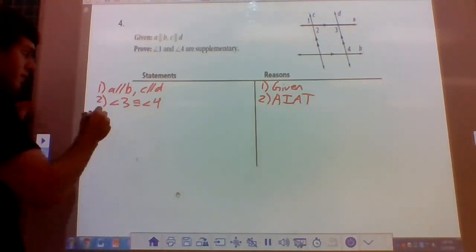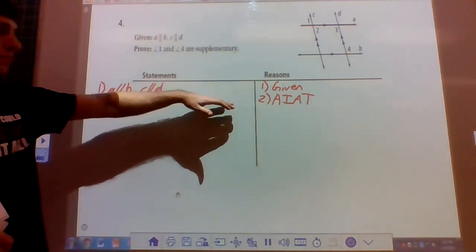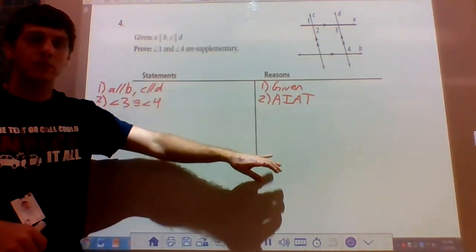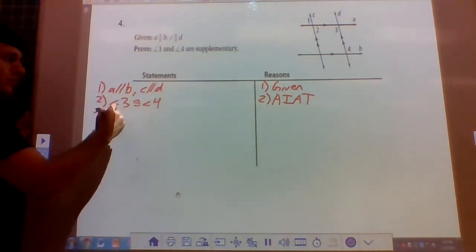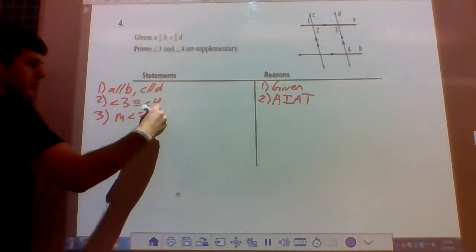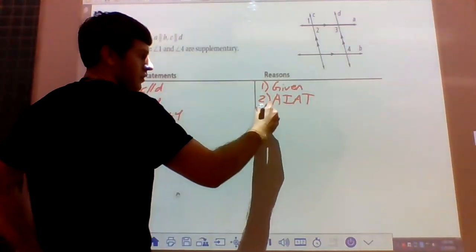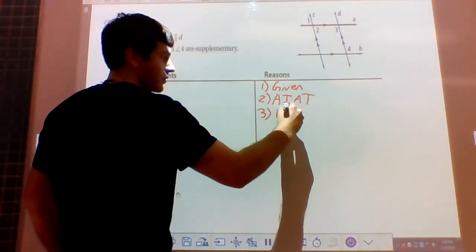Okay, and again, our steps here are in theorem, definition, and then substitution if we need to. So since they're congruent, we know the measure of angle 3 equals the measure of angle 4. That is the definition of congruent.